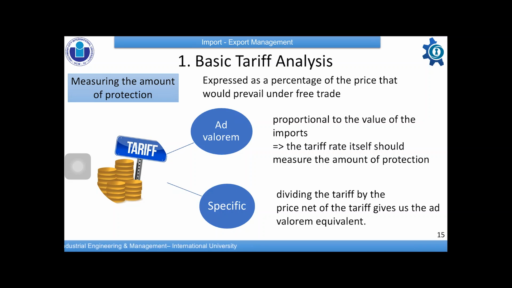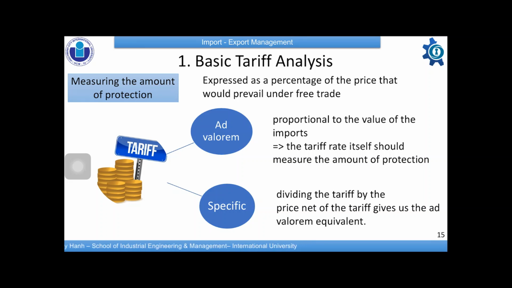Hi everyone, do you still remember in the last lesson we mentioned the effect of tariff? Do you still remember what the main objectives of tariff are? There are two main objectives. The first one is to gain income, gain revenue for the government, and the second one is to protect the domestic sectors, right? So how much can tariff protect the domestic sector?